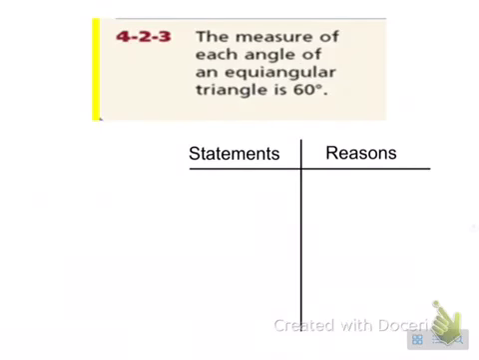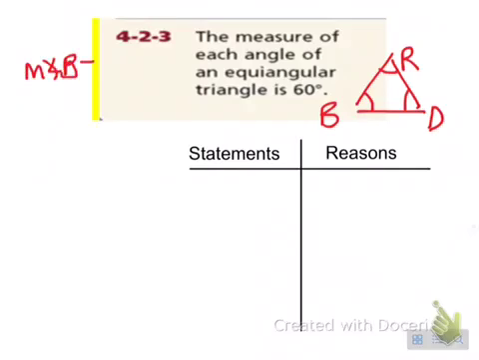All right, in this one, I want to prove that the measure of each angle of an equiangular triangle is 60. So I know I'm given a triangle where all the angles are equal. Let's call the triangle, I like Brad, BRD. I know they're all equal. So I want to prove that the measure of angle B equals the measure of angle R equals the measure of angle D, and they all equal 60.